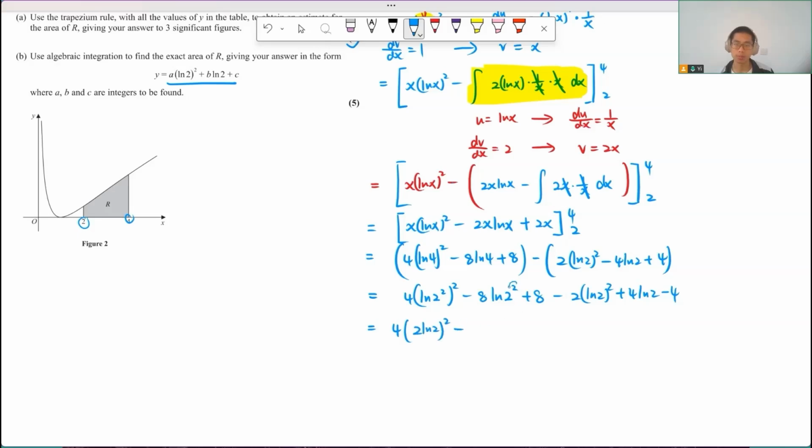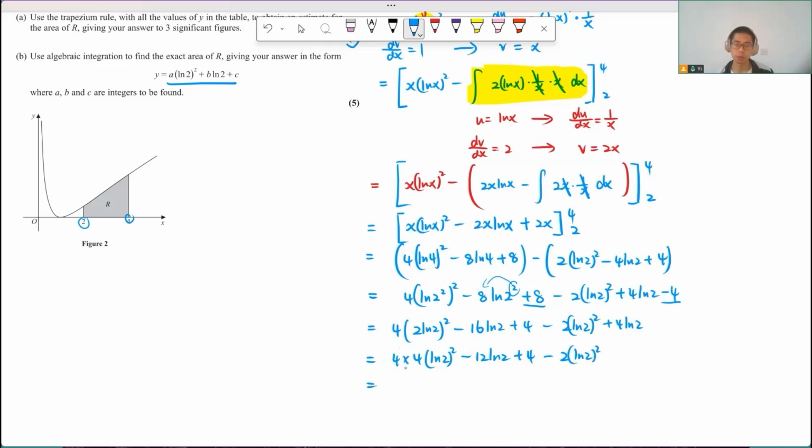And then minus, we bring the power as coefficient, 8 times 2 is 16. And then 8 minus 4 is just positive 4. And then minus 2 ln 2 square, and then plus 4 ln 2. So now simplify this again, 4 is just 4, but 2 square become 4, and then ln 2 square, just ln 2 square. And then minus, so minus 16 ln 2 plus 4 ln 2 will be minus 12 ln 2. And then plus 4 still the same, and minus 2 ln 2 squared.